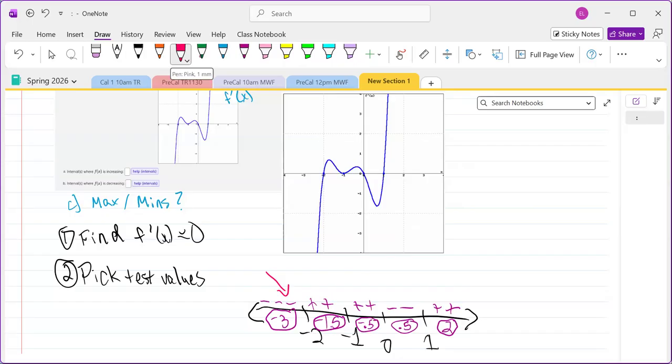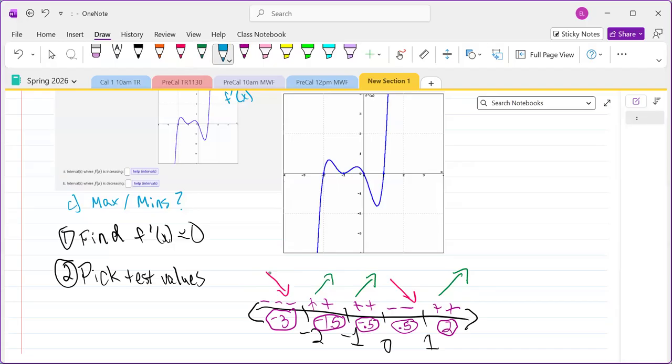Then positive values mean an uphill part. So I got 2 uphill parts. Then it goes down again, and then it goes up again. So now that I got my down and my up angled arrows, if I actually connect the arrows, I can see where the graph is making a minimum or a maximum.